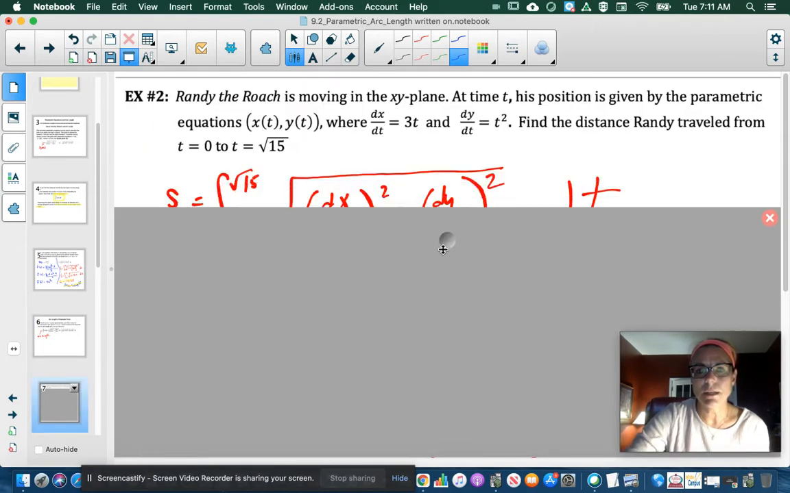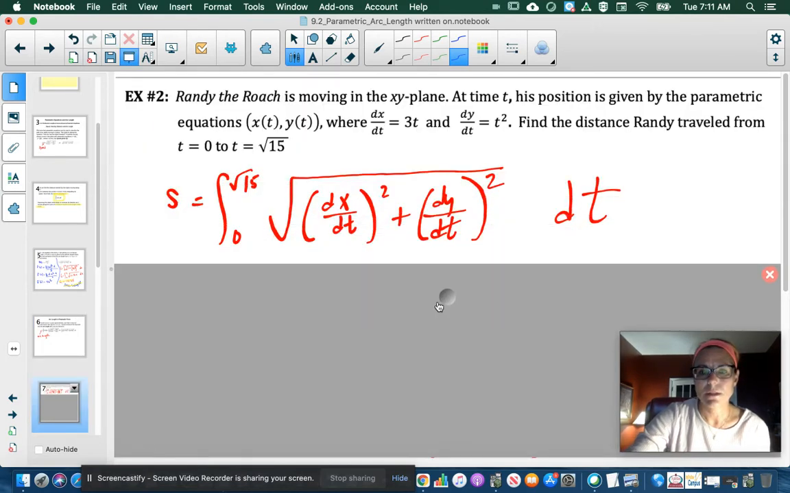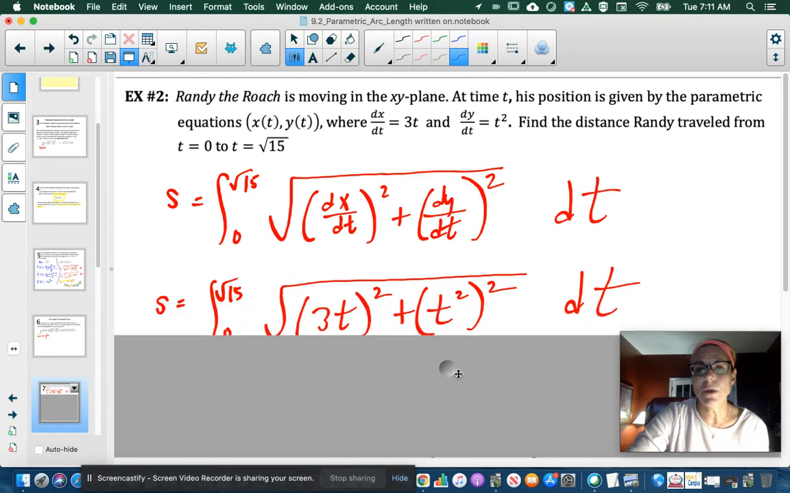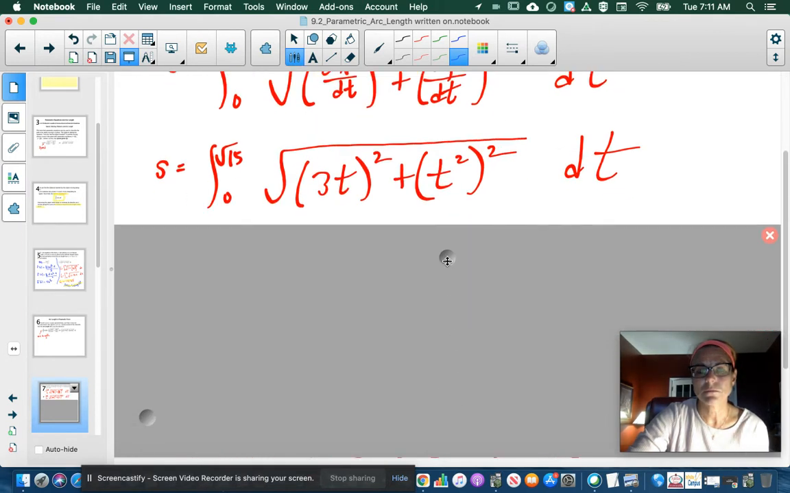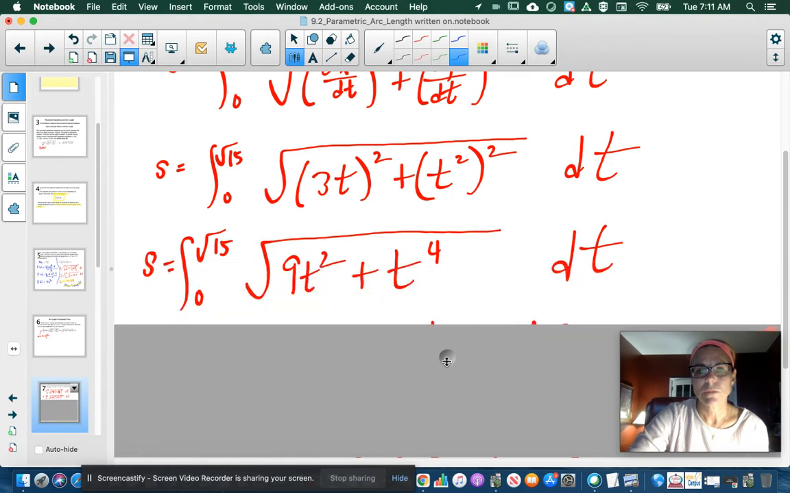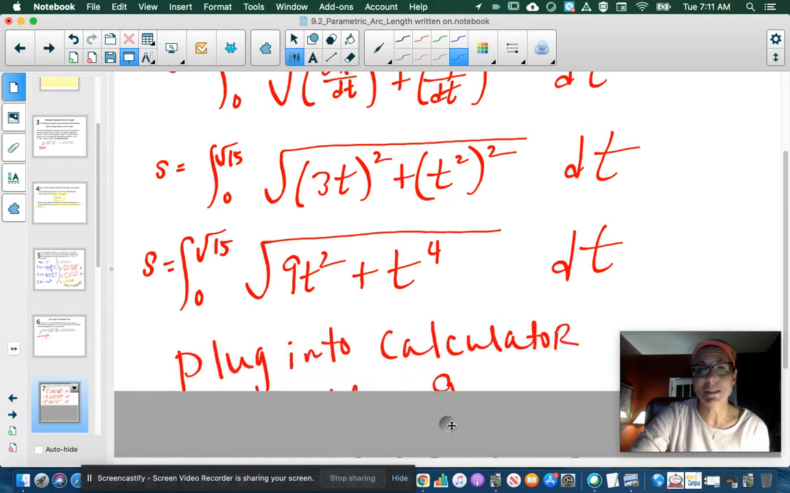So let's see what I did. And there it is. So that formula right there. So I know what dx/dt is. It's above, and dy/dt. So I plugged them in. Doing a little bit of algebra here, you get 9t squared and t to the 4th. And I think at this step, I probably just plugged it into my calculator.